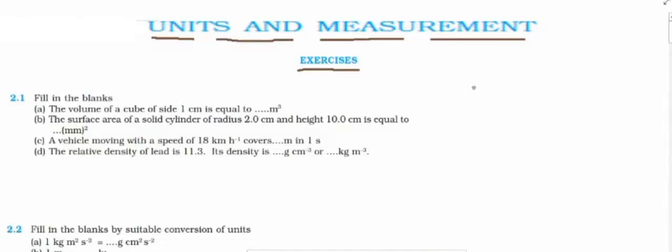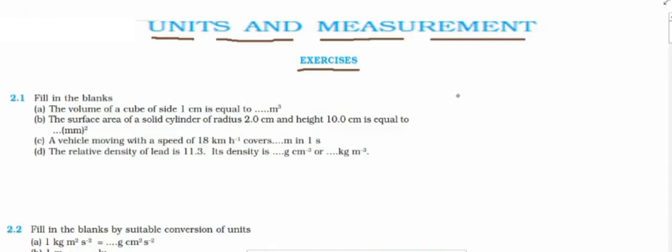Chapter units and measurement, exercises. First question, filling the blanks. The volume of a cube of side 1 centimeter is equal to how much in meter cube? You need to find.